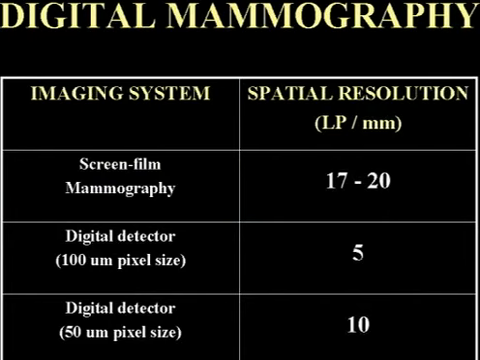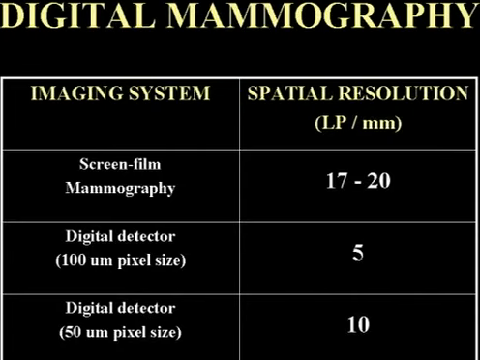Well, let's look at some spatial resolutions as we compare different imaging modalities. As I said, screen film mammography, incredibly high resolution, coming in at somewhere between 17 to 20 line pairs per millimeter, very high. Well, how about a digital detector with 100 micron pixel size? That is the General Electric detector. That has a spatial resolution of about 5 line pairs per millimeter. Suppose we go down to one of the smallest pixel sizes available, the 50 micron pixel size, which was the Fisher detector system. That is still only 10 line pairs per millimeter.